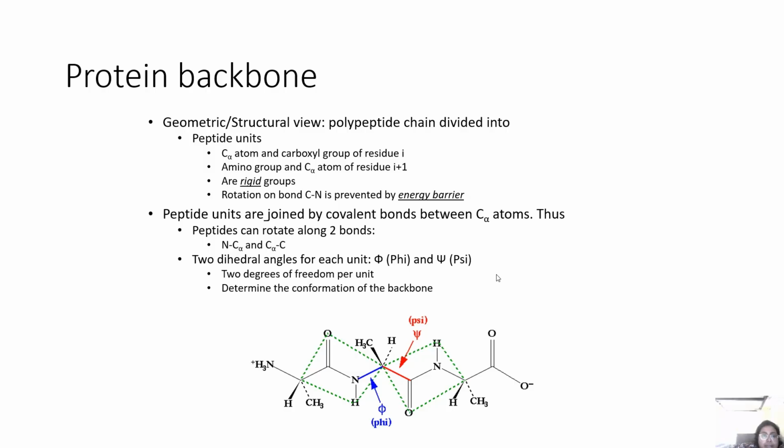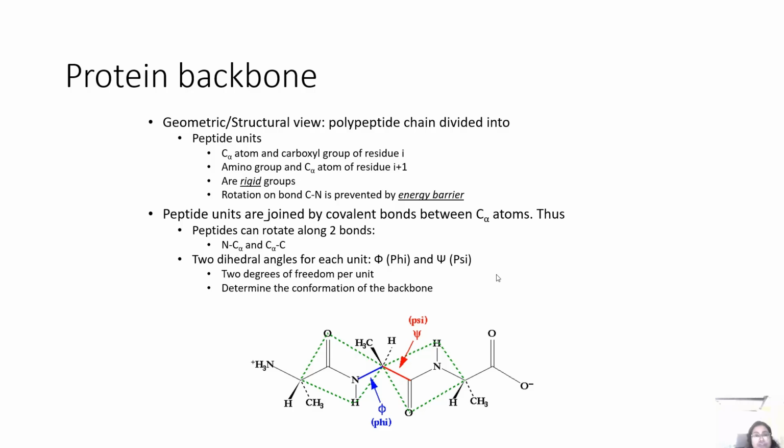So the carbonyl and carboxyl group of residue i and the amino group and C alpha atom of residue i plus 1 are rigid groups. Rotation on the C-N bond is prevented by an energy barrier. Now peptide units are joined by covalent bonds between C alpha atoms, and thus peptides can rotate along two bonds, N-C alpha and C-C alpha.